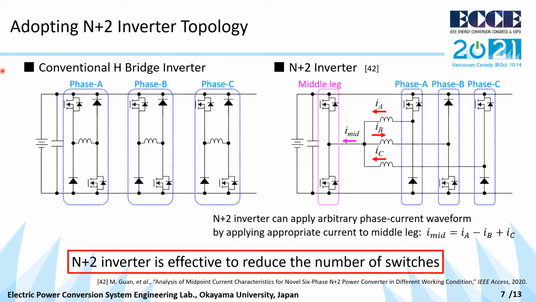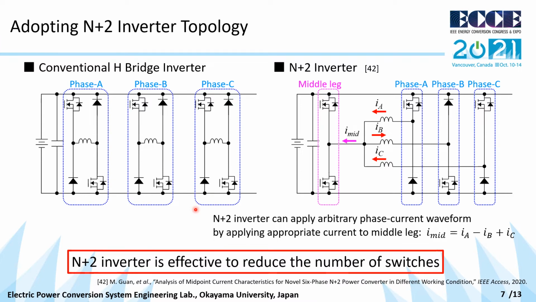First, I explain the N+2 inverter. These figures present the conventional H-bridge inverter and the N+2 inverter. In the conventional H-bridge inverter, the inverter consists of H-bridges of phase A, B, C. Therefore, 4 switches are required for one winding.